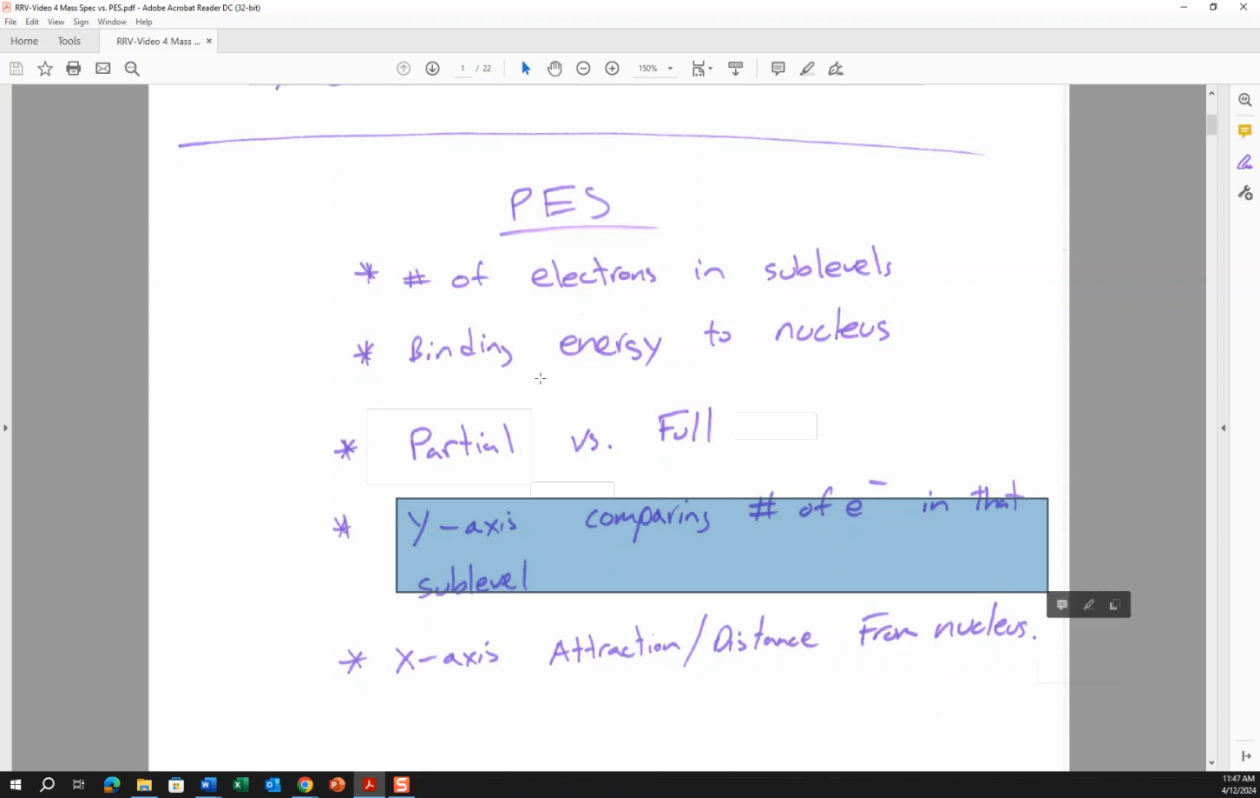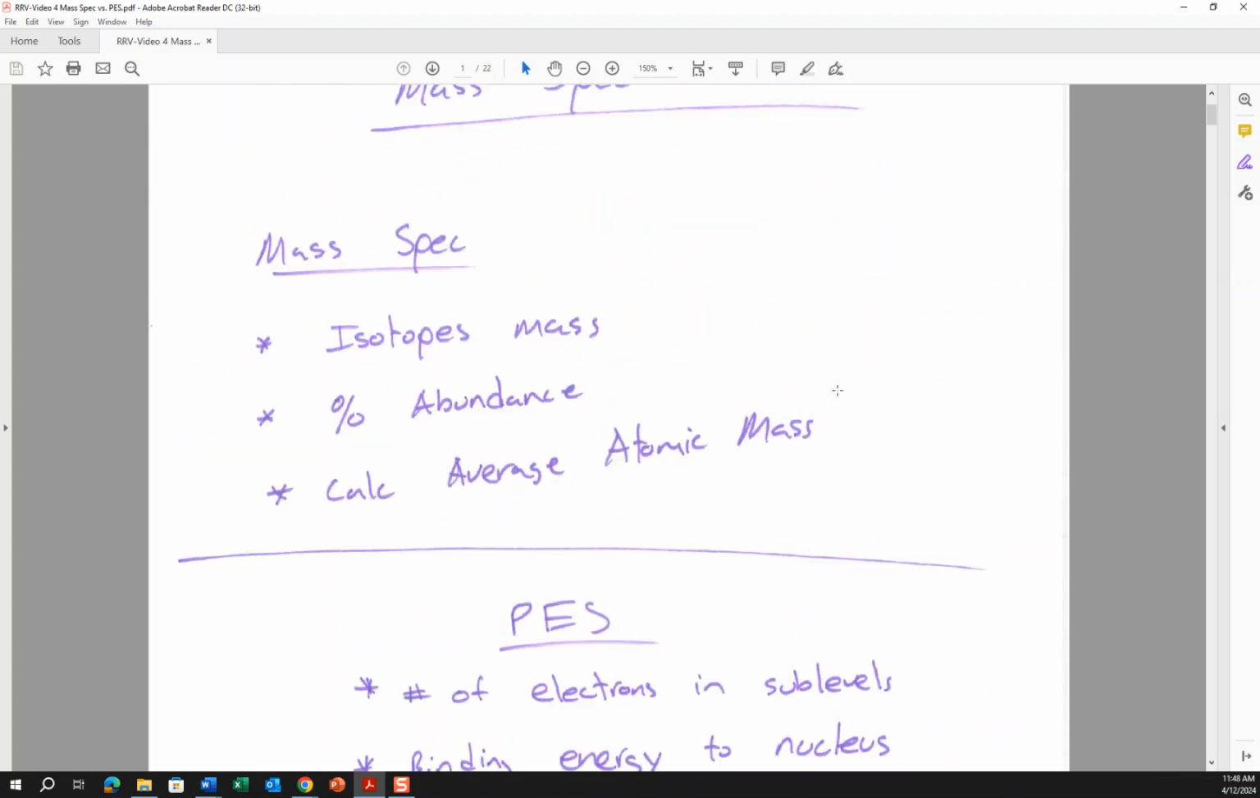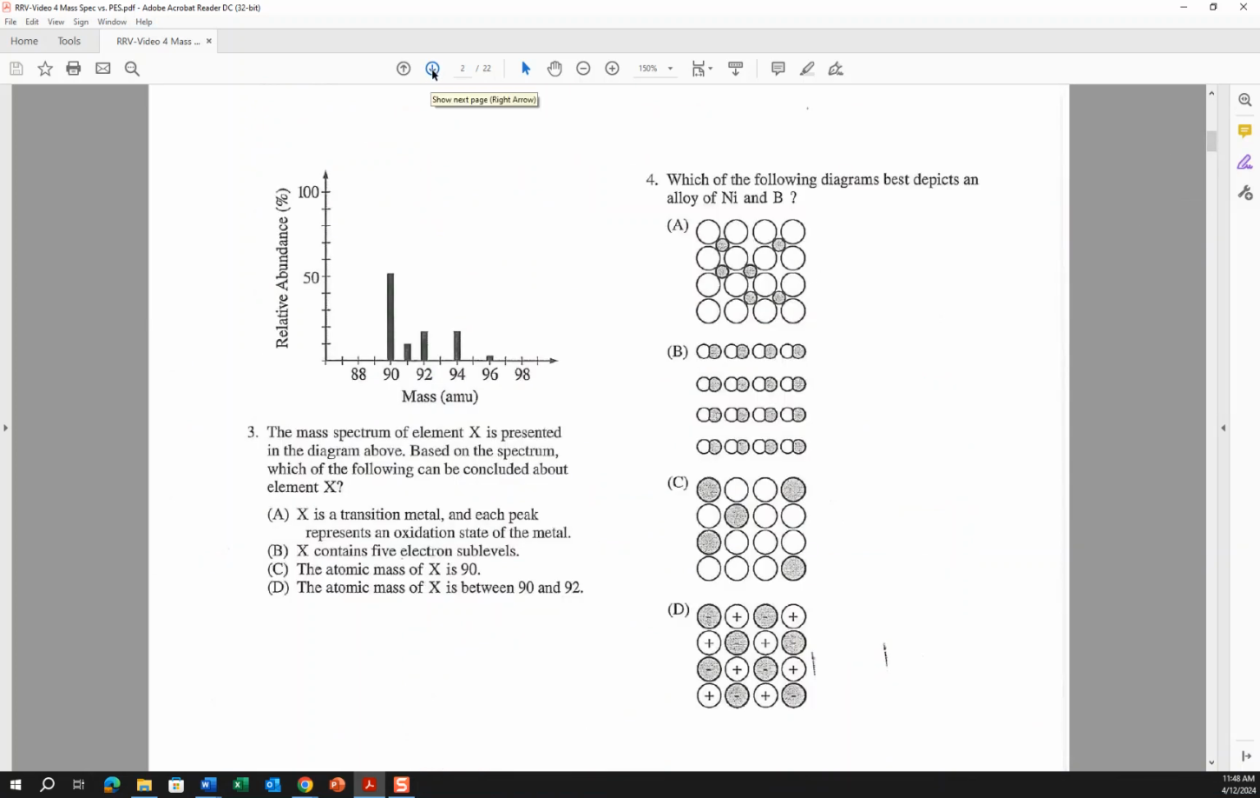And remember, in PES, if you get the full spectrum, you can just identify the element based on its electron configuration. You can say the first peak is 1s2, the second peak is 2s2, and so on. But don't mix and match, right? So PES is about the electrons and how attracted they are to the nucleus. Mass spec is about the different isotopes that element has and what their masses are. So remember, mass is just about protons and neutrons. Okay, so let's focus on mass spec first.